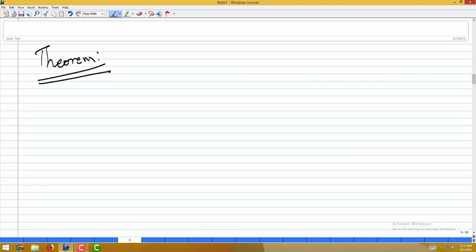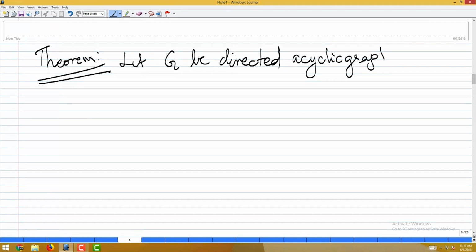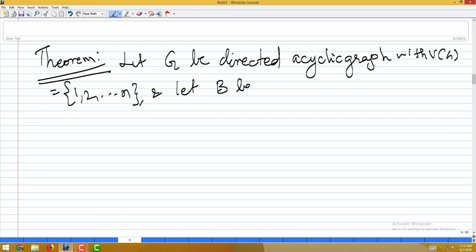So, the next result says that again we will start with a directed acyclic graph, because we will base our argument on these previous results. With the vertex set labeled 1 to n, let B be the anti-adjacency matrix of G.